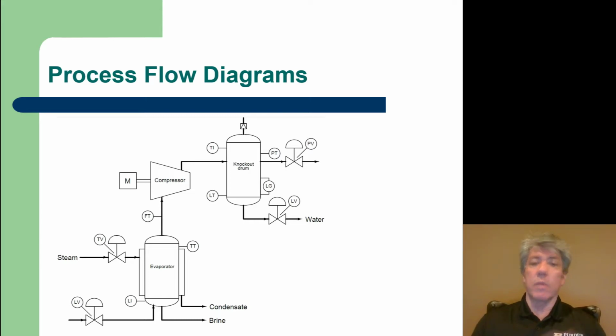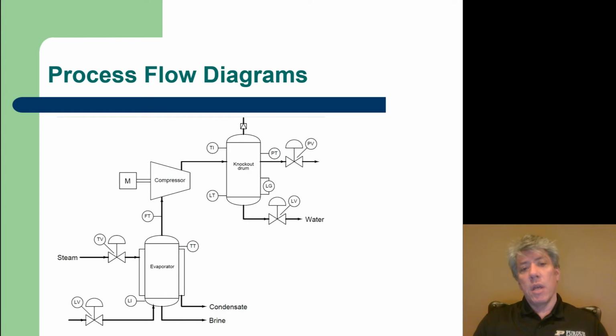That's what that stands for, and TV would be a temperature valve, a valve there for controlling the temperature of the evaporator. Notice there's no control indication here. There's nothing to tell you if this is cascade controls or feedback control. Where are the controllers? They're not shown. That level of detail is not shown on these process flow diagrams.